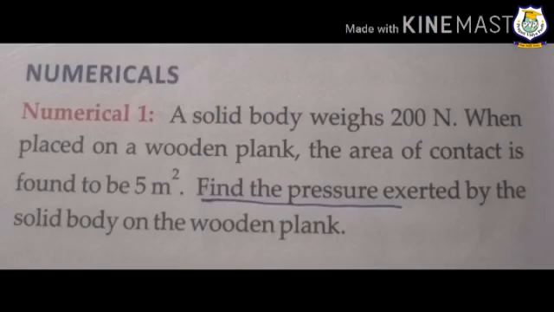Now here we are going to solve some numericals. First, a solid body weighs 200 Newton. When placed on a wooden plank, the area of contact is found to be 5 meter square. So find the pressure exerted by the solid body on the wooden plank. So what do we have to find? We have to find the pressure in this question.